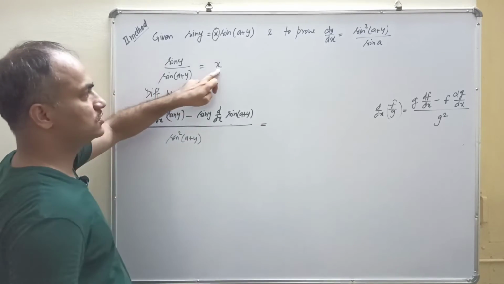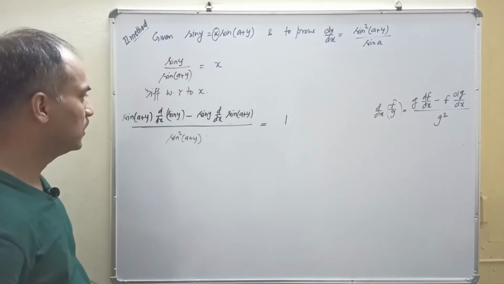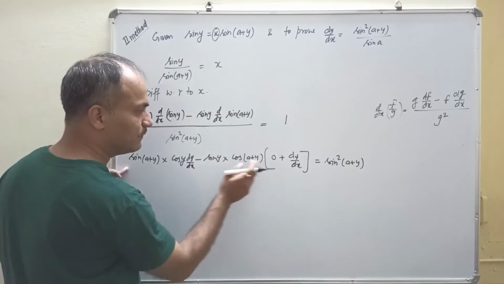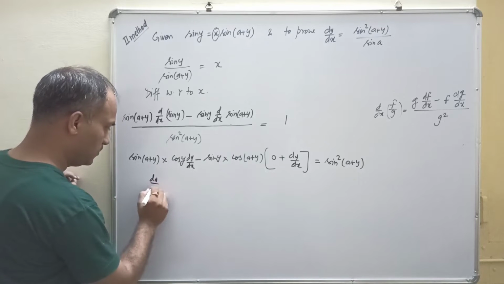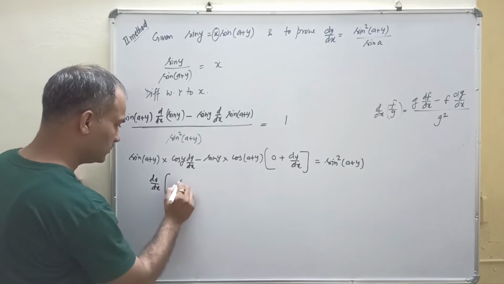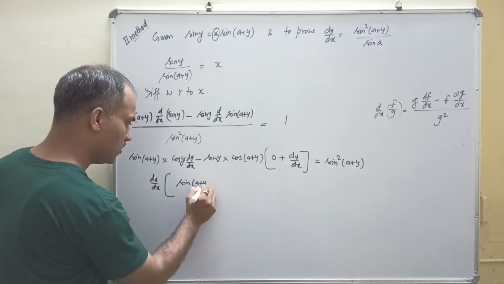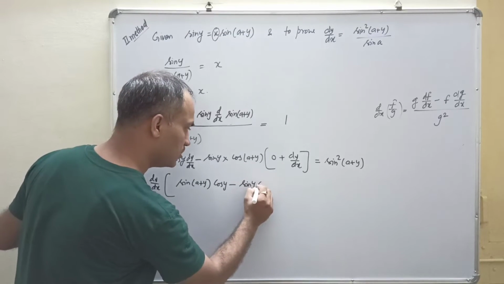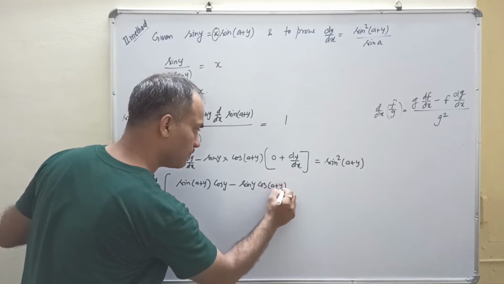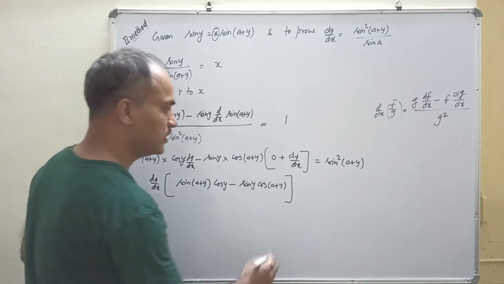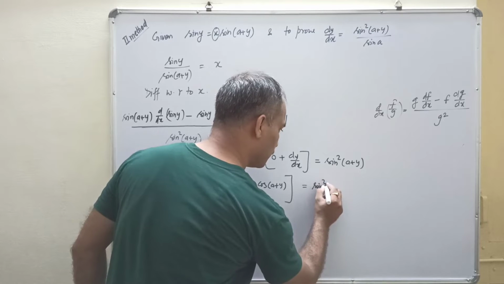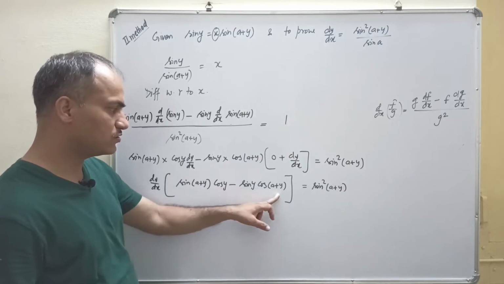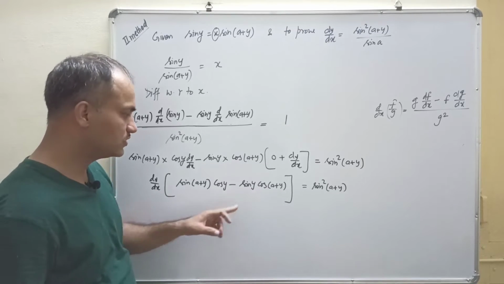This is equal to differentiation of x, and this is 1. Now further simplify. Now we see that dy upon dx can be taken common. So we get sin(a + y) into cos y minus sin y into cos(a + y). This is equal to sin square a plus y. Sin a cos b minus cos a sin b. Okay, we know this is the formula.